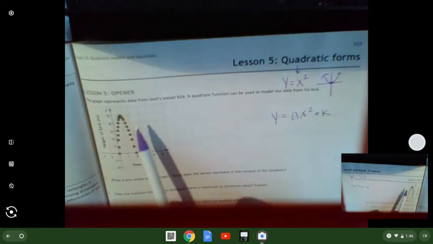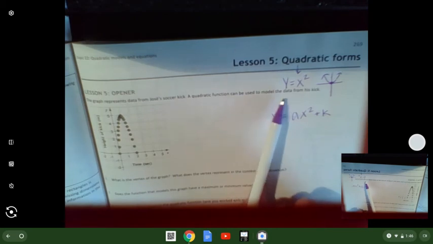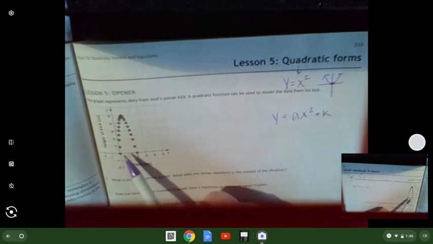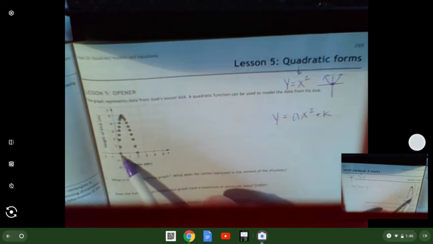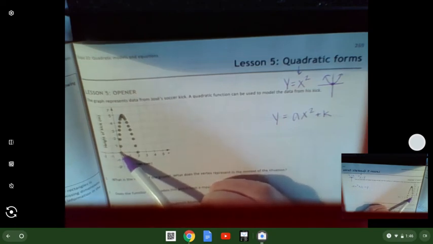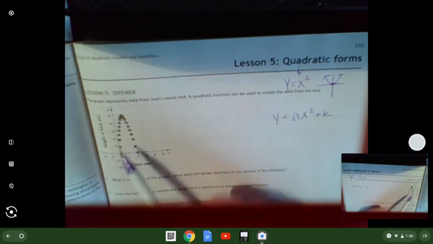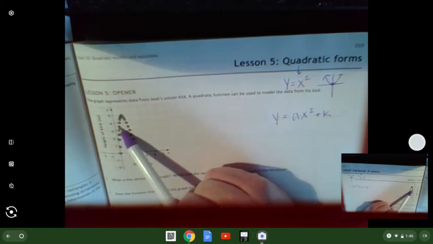So anyway, this one represents data from Jose's soccer kick. A quadratic function can be used to model the data from his kick. If I think about the x-axis as time and the y-axis as the height of his soccer kick, at 0 seconds, this looks like the ball is at a height of 0 meters. He kicks it. Time is passing, so I'm moving slowly to the right, and my soccer ball is going higher.